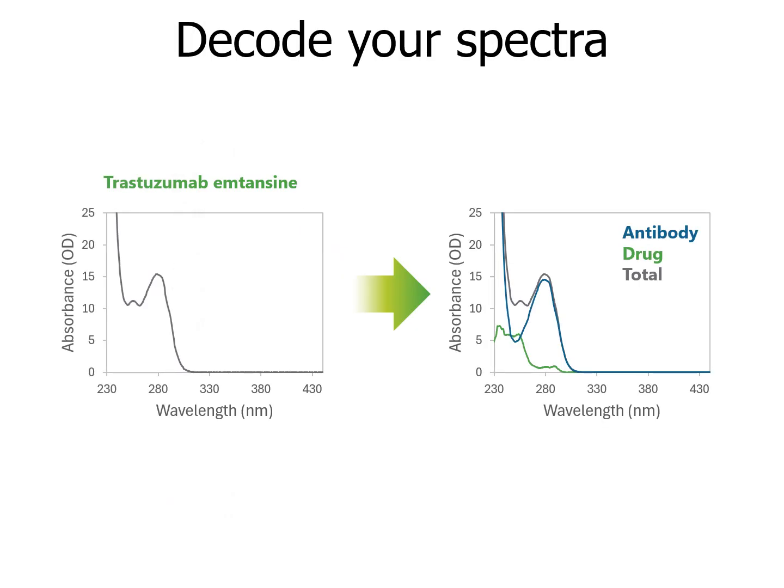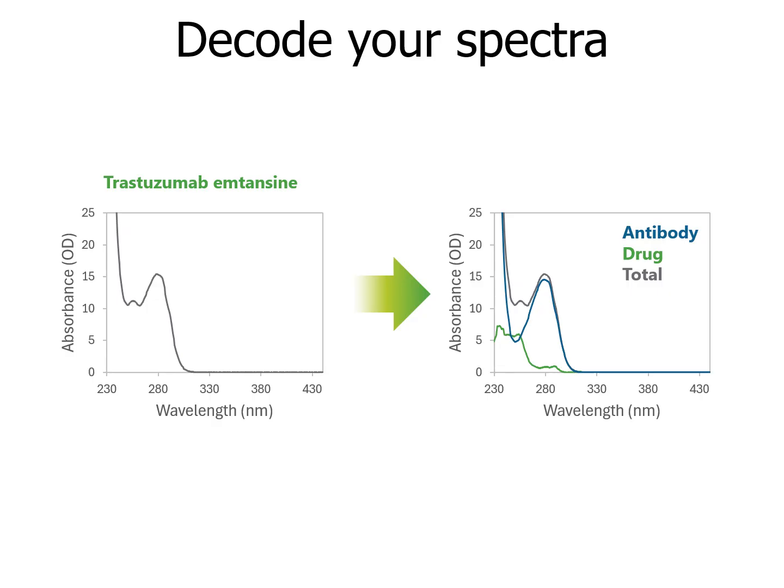How we decided to increase the flexibility of UV-Vis characterization is by giving scientists the ability to decode your ADC spectrum. So here we're taking a commercial ADC, trastuzumab emtansine, that same spectrum you saw on the previous slide, and using our ADC decode application, you can break that signal down from the total absorbance shown in gray on the right into the correct absorbance coming from the antibody in blue and the absorbance coming from the drug in green.